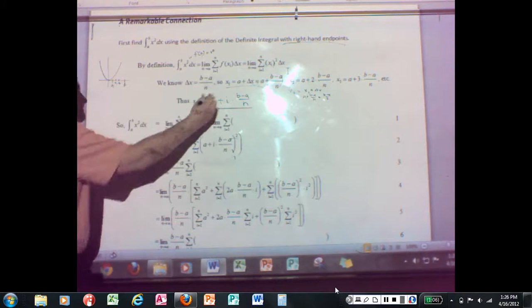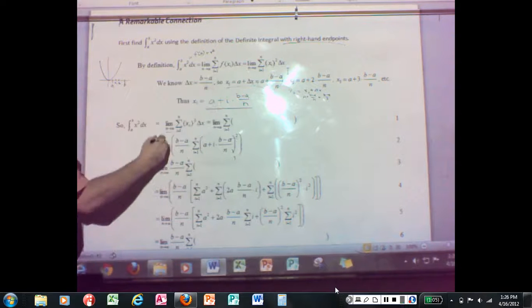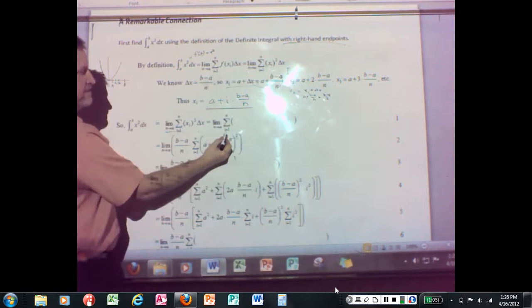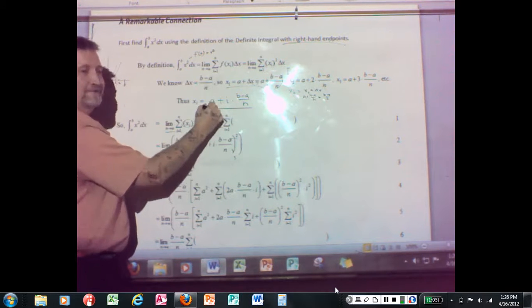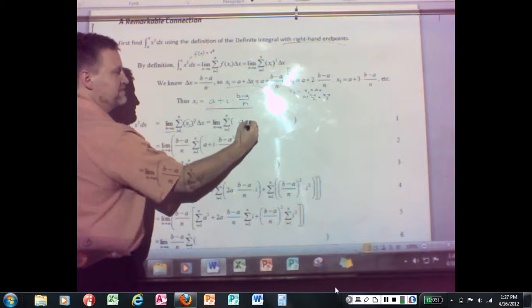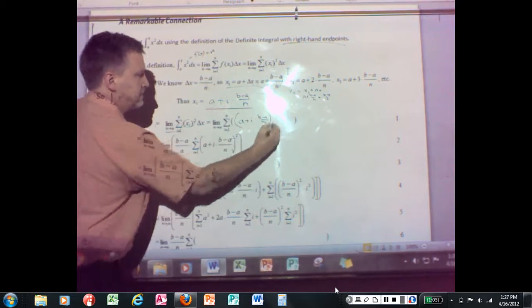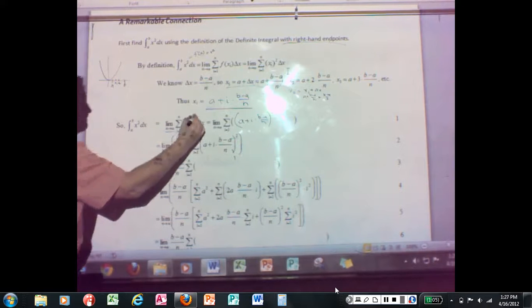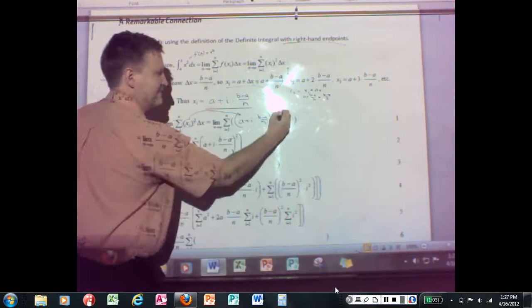Why do I do all that? Well, that helps us to go further with this. This is just a restatement of what I've got to here. So this limit turns into the limit as n goes to infinity of the sum from i equals 1 to n of what? Well, if x sub i is this in general, I'm going to say a plus i times b minus a over n, squared. That's what x sub i squared would be, times delta x, which is b minus a over n.